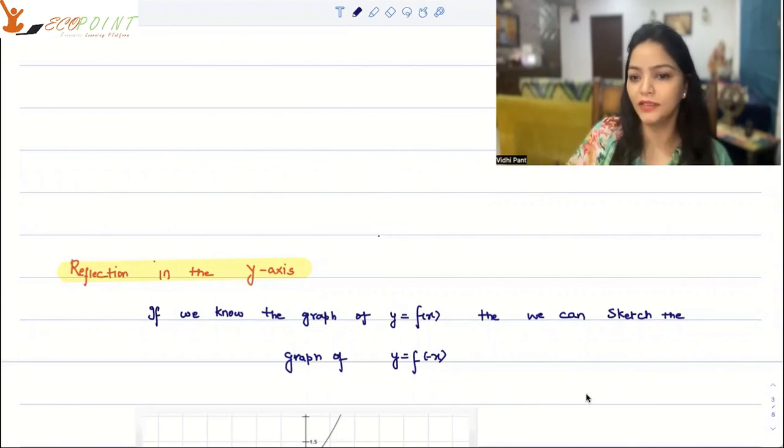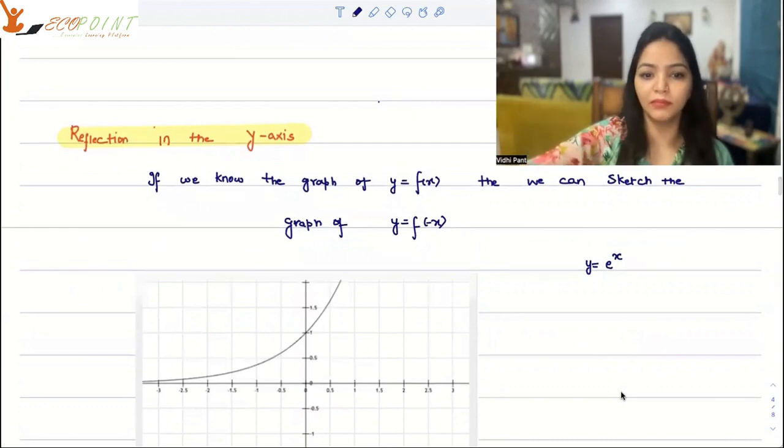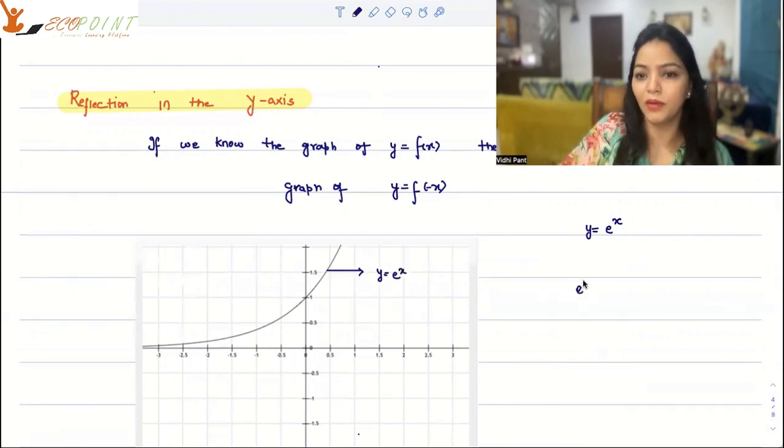So I am taking the example of y equals to e to the power x. The graph of e to the power x looks something of this sort. You can see that e to the power 0 is equal to 1. So at 0, you will find the graph to be here, and it moves like this, goes up. Okay, it's a convex function.